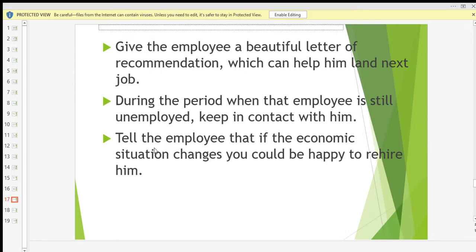Then tell the employee that if the economic situation changes, you would be happy to rehire them again. You tell them that when things change, you can rehire them when they come back and work. So those are the guidelines for effective layoff.